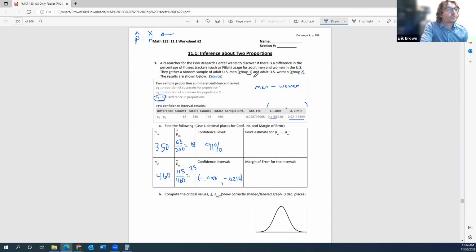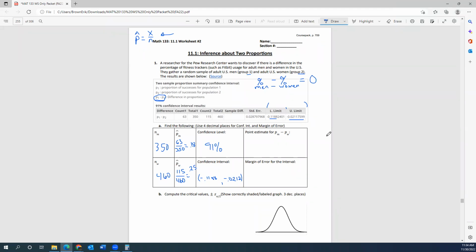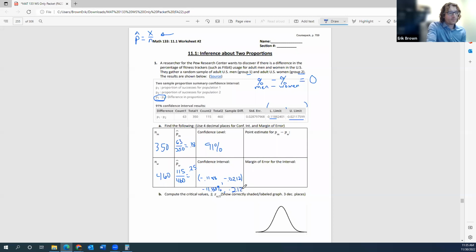Right, so what we're doing is we're taking the percent of men that use it minus the percent of women, and we're getting some sort of number, right? And we agreed that if this was 0... Are we doing 0.18 minus 0.25? That's one way to find the point estimate, but remember the confidence interval tells us where the population value is. It's somewhere in between. So if we think about what this is, it's somewhere between negative 11.88% to negative 2.12%. So who's using it more, men or women?